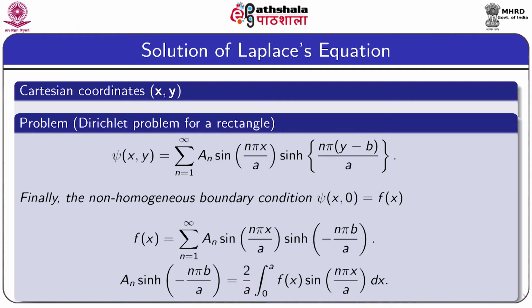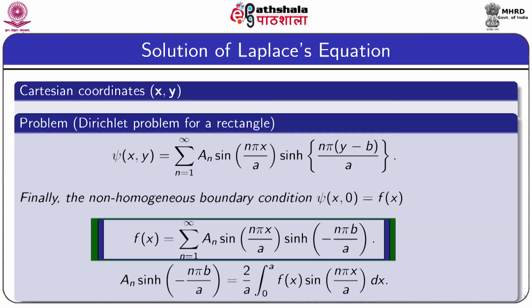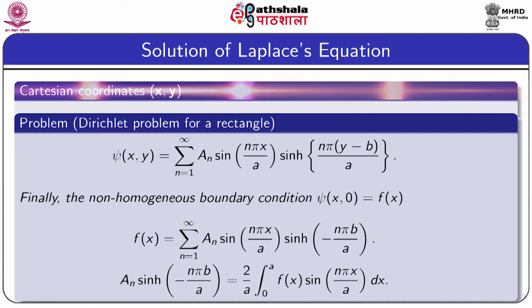After simplification, we can write the solution in this form: psi equals the sum over n of A_n sin(n pi x by a) times sinh(n pi (y minus b) by a). But there is one boundary condition left which we want to satisfy. That boundary condition is psi(x, 0) equals f(x). If we use that condition, we get f(x) equals the sum over n of A_n sin(n pi x by a) sinh(minus n pi b by a). And from this summation, you can see that the right hand side is nothing but the Fourier series expansion of the function f(x) in terms of the sine series.